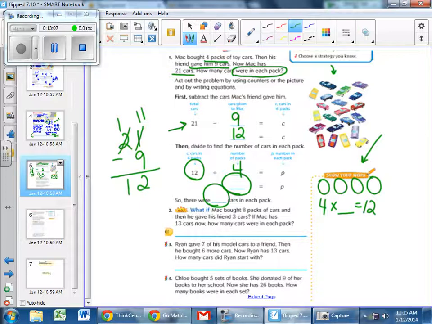Higher order thinking problem. Mac bought 8 packs of cars, and then he gave his friend 3 cars. If Mac has 13 cars now, how many cars were in each pack? So this time, he bought 8 packs of cars instead of 4 packs. So you're going to double what you had up above. But then he's going to give his friend 3 of them. So see if you can draw that out over here.